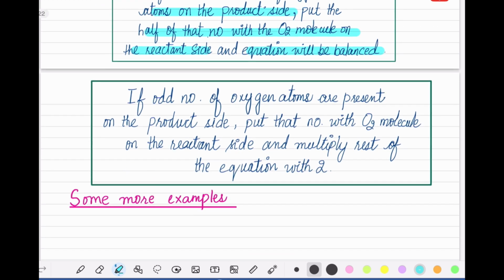But in case of odd number of oxygen atoms on the product side, put that number with the oxygen molecule on the reactant side and multiply rest of the equation with the 2. Now we will balance some more equations.